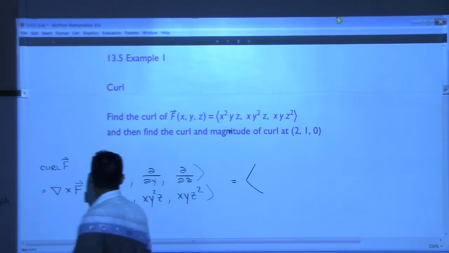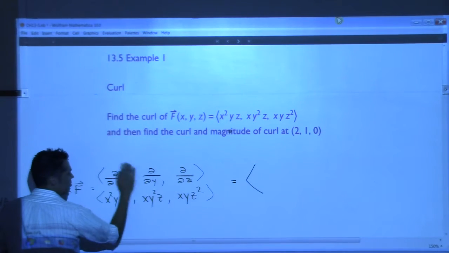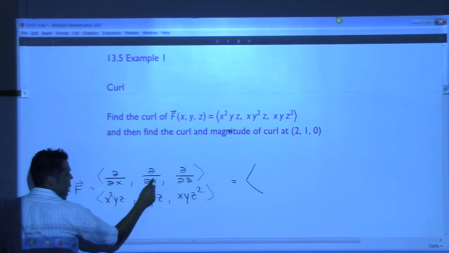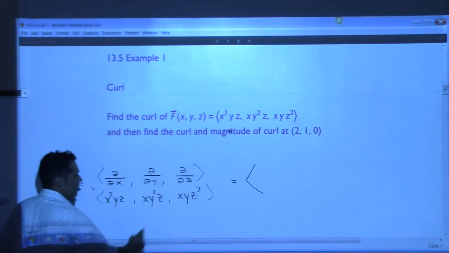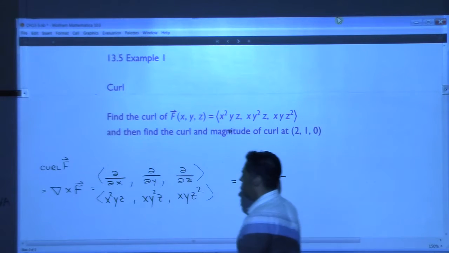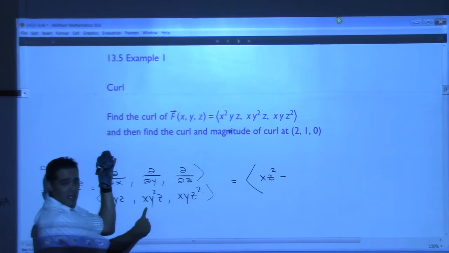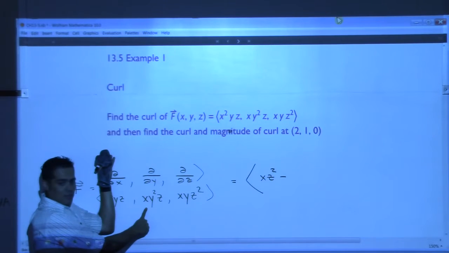All right, so first part, cover this one up. What's this first one? What does this give you? xz squared. So you're taking the partial with respect to y of that, which is xz squared, minus, now you do these, so partial with respect to z of this, which is just xy squared.